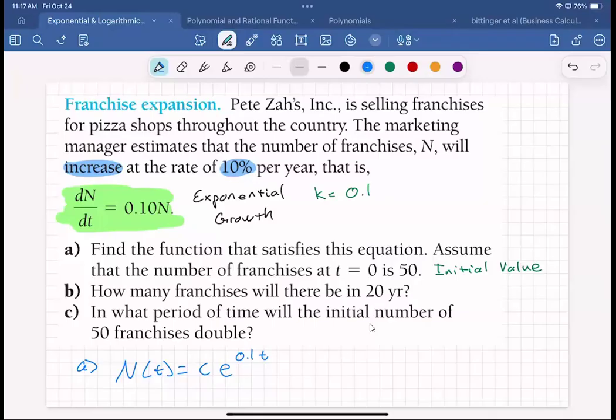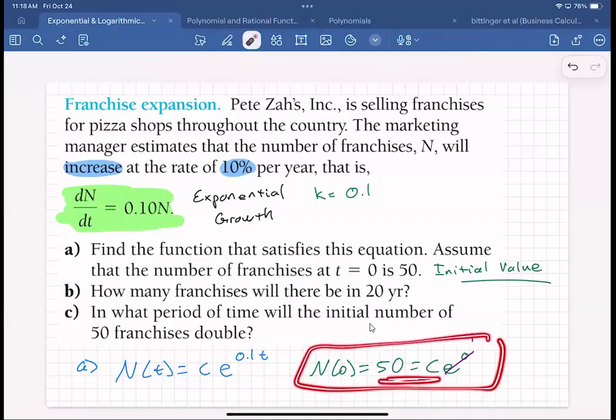But for our perspective, just know the nice thing about exponentials, if you plug in the values that we have here, the initial value that we were given, so N of 0 equals 50, well, this will equal C e to the 0. 0 times 0.1 is 0. Well, what is anything to the 0 exponent equal? Right, anything to the 0 exponent is 1. So what does that leave us with when we write this out? And we see that gives us C equals 50.